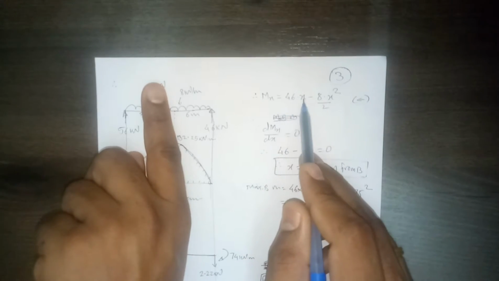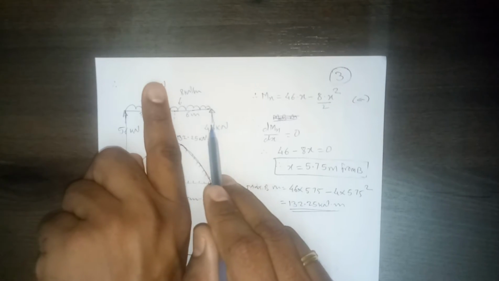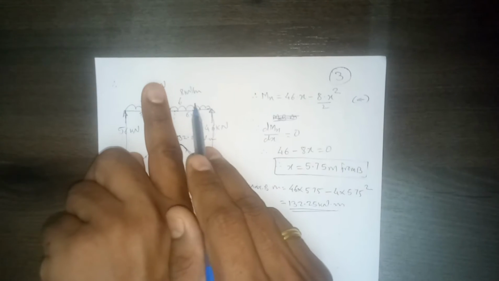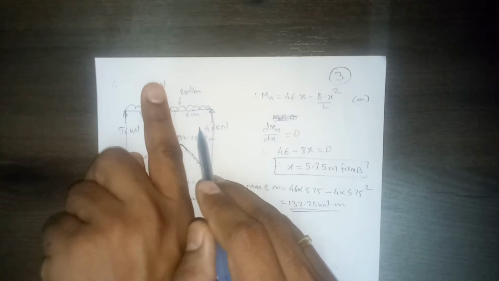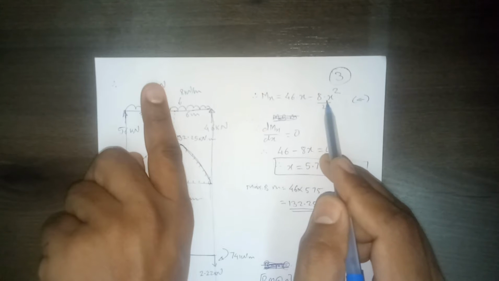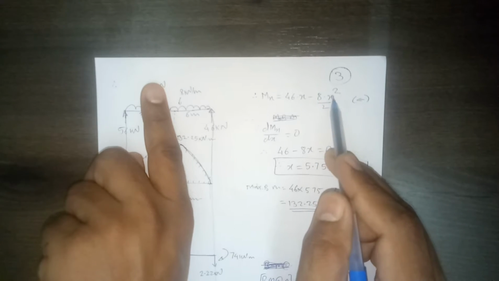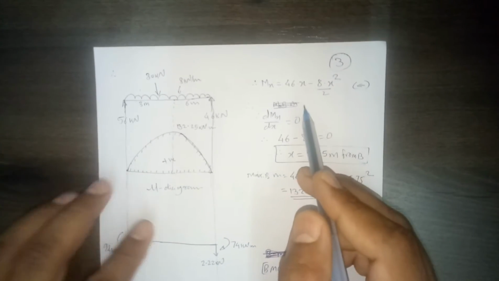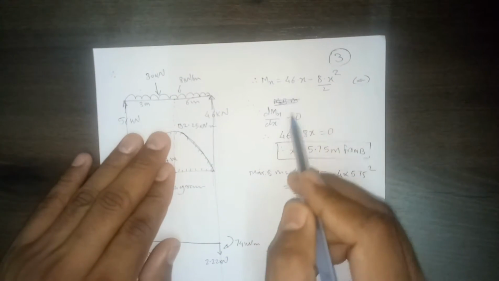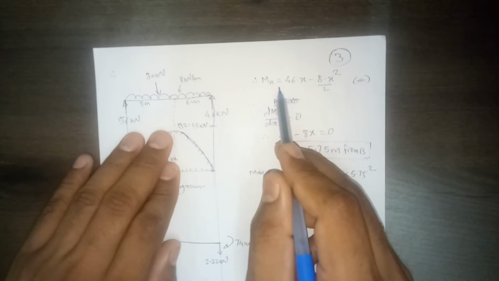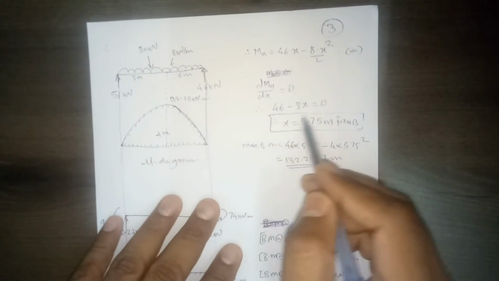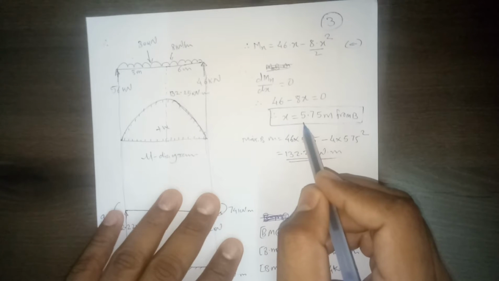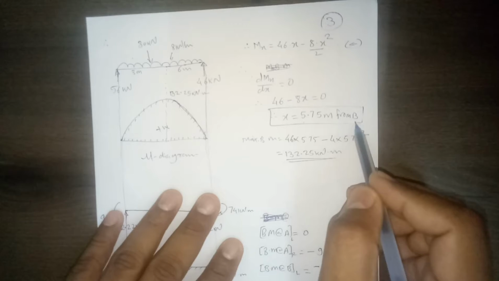So it will be 46 into x, and this will cause positive moment or sagging moment, whereas this UDL will bring this end down. So it will be negative 8.8 into x squared by 2. So this is the typical moment of UDL. And then for the maximum, we should differentiate this Mx and equate it to 0. If you do that, then easily you can calculate the distance x equal to 5.75 meter from A.